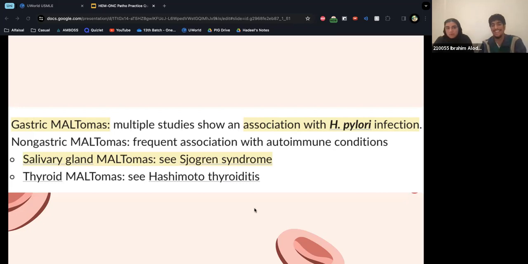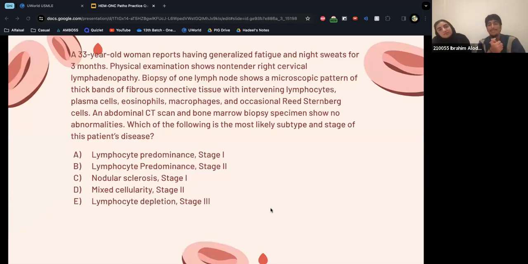Moving on. A 33-year-old woman reports having generalized fatigue and night sweats for 3 months. A physical examination shows non-tender right cervical lymphadenopathy. Biopsy of one lymph node shows a microscopic pattern of thick bands of fibrous connective tissue with intervening lymphocytes, plasma cells, eosinophils, macrophages, and occasional Reed-Sternberg cells. An abdominal CT scan and bone marrow biopsy specimen shows no abnormalities. Which of the following is the most likely subtype and stage of this patient's disease?